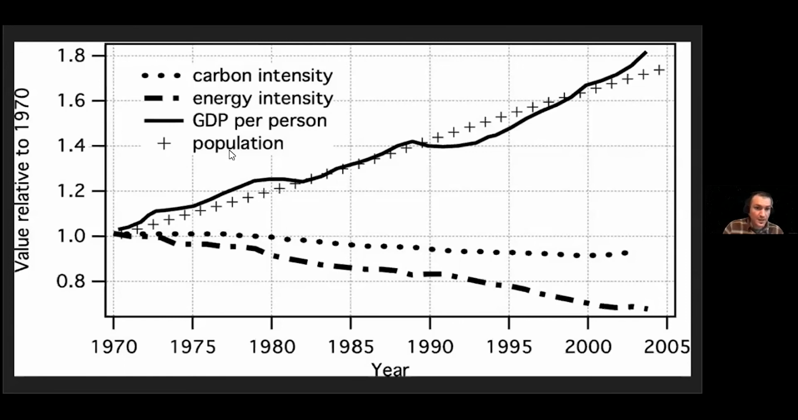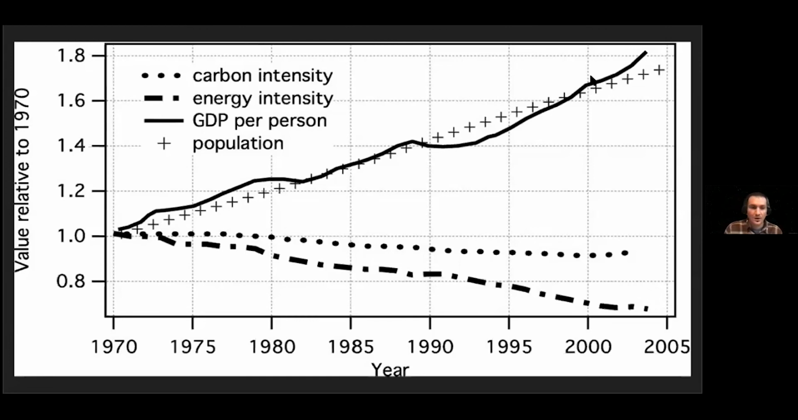The solid black line is gross domestic product per person, so this is kind of a reflection of income per person. It's going to be very closely related to human population, and if we want people to remain out of poverty, we're going to want to see those lines staying in close relationship. So there's probably going to be very little that we do to change the black solid line.